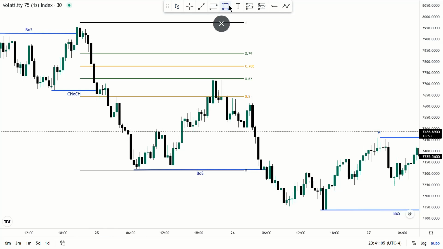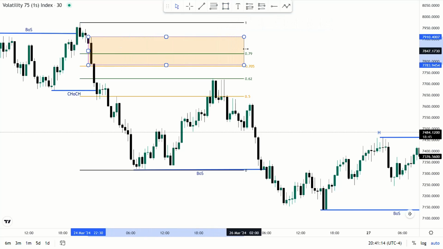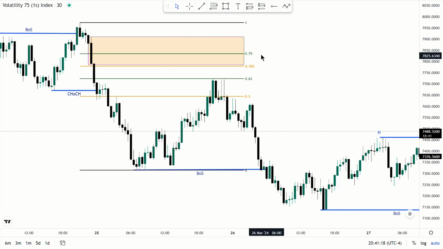This is your POI. This is our POI right here. Draw it out like that. That's the POI, because it has a fair value gap below it. Now here's a situation where the market doesn't go all the way to your point of interest, but it just plays around this fair value gap and then starts going to the downside.